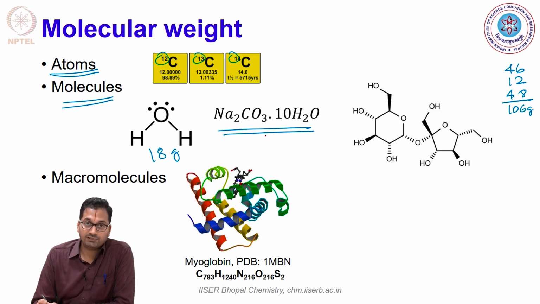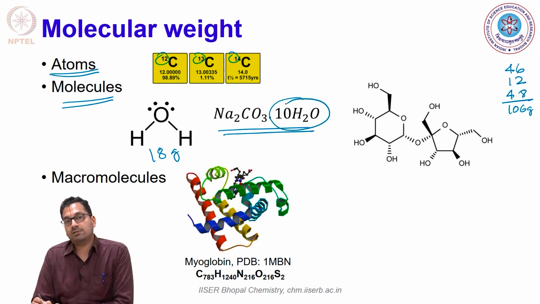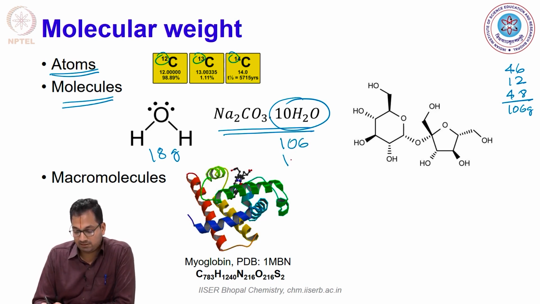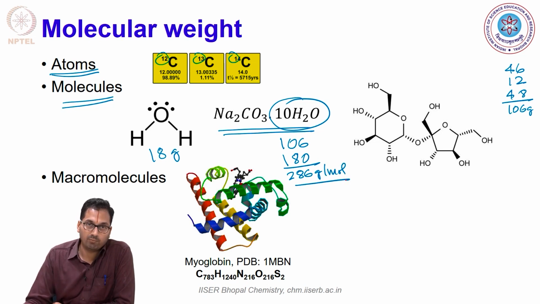You could be purchasing salts that have water of hydration, meaning that these waters cannot be removed from the final solid product that has been obtained. An example is sodium carbonate that has 10 waters of hydration. This is sodium carbonate decahydrate, which is going to have 106 grams plus 18 grams times 10, which is 180. So the molecular weight of the same is going to be 286 grams per mole.